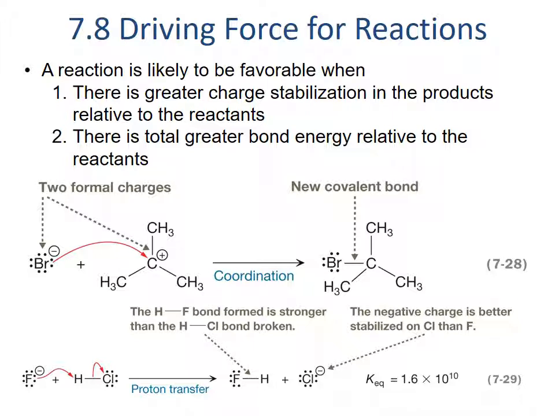For this reason, fluorine has a stronger bond to hydrogen, and for the same reason, the reaction is favored. These factors can help us decide whether reactions are likely to occur and to what extent, but they don't necessarily tell us how fast the reaction will occur.